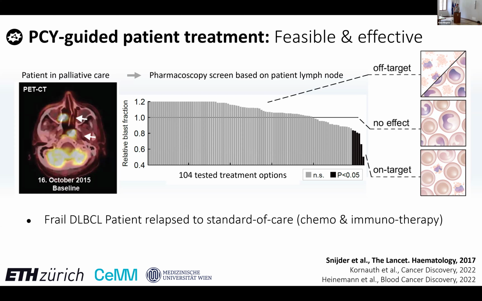So we took the cells from that small lymph node biopsy, screened 104 possible treatment options, and then prioritized them a few days later based on which drugs most specifically killed that patient's cancer cells. And what we found was that out of the 104 treatment options that we screened, only 6 significantly, specifically killed that patient's cancer cells. So we reported that back to the clinicians, that, hey, look, we've tested this biopsy. There were only these 6 drugs that seemed effective.